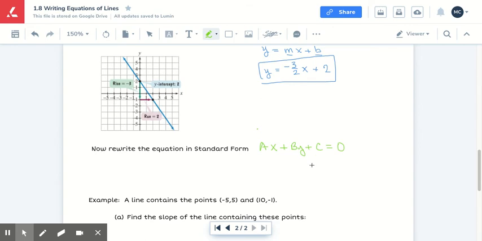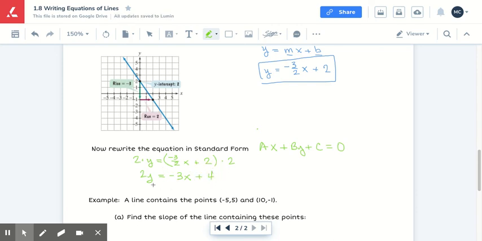So once again, the a, the b, and the c have to be integers. So my first job would be to get rid of the fraction. So I'm going to write down the equation. And then I'm going to multiply both sides of the equation by the denominator. On the left, that would give me 2y. On the right, 2 times negative 3 halves would be negative 6 halves, which reduces to negative 3. And 2 times 2 is 4.